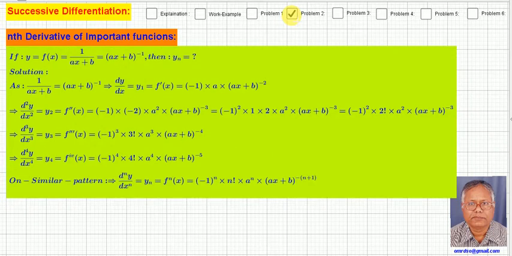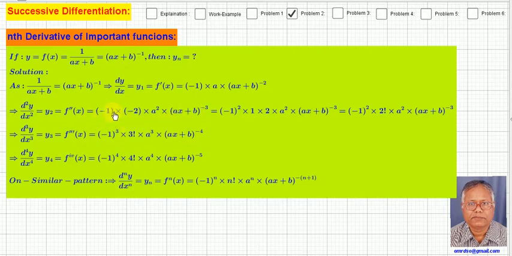Problem 2. y is equal to f(x), 1 upon ax plus b, to the power minus 1. Then yn. Now, as y is equal to 1 upon ax plus b, which is ax plus b to the power minus 1, the first derivative dy/dx is equal to y1 is equal to f dash x is equal to minus 1 into a into ax plus b to the power minus 2. d2y/dx2, y2, is equal to f double dash x, minus 1 into minus 2 into a square into ax plus b to the power minus 3.